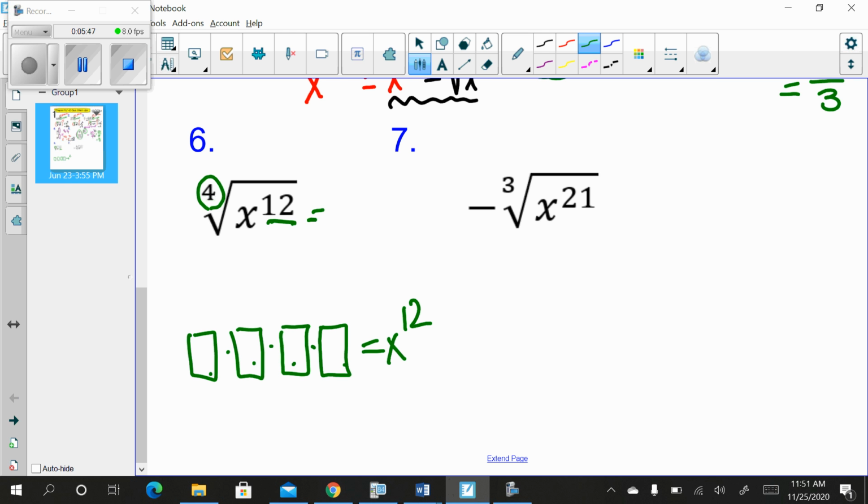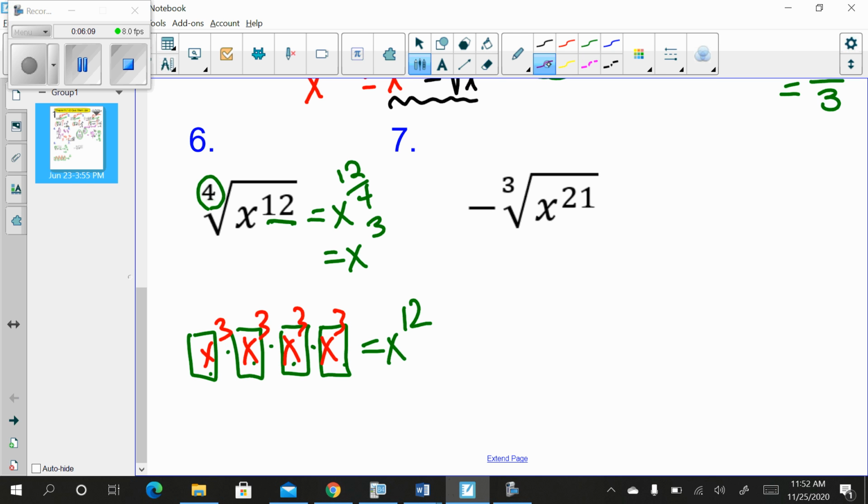Well, think of your rational exponent. That would be the same as x to the power over root. So x to the 12 divided by 4, so x to the 3rd. In other words, if I did x to the 3rd times itself 4 times, that should give me x to the 12th. And sure enough, that makes sense. It's divisible. Think of it as a rational exponent. It makes it a lot easier.